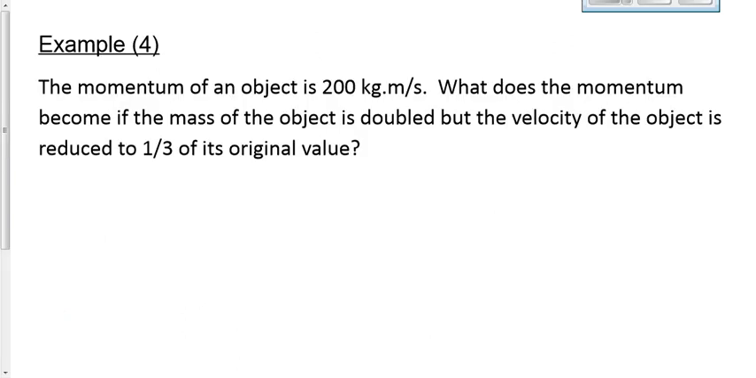I'm going to do another example now. The last example for this topic number 12, momentum, says the momentum of an object is 200, whatever direction, positive direction. What does the momentum become if the mass is doubled, but the velocity of the object is reduced to 1/3 of its original value?